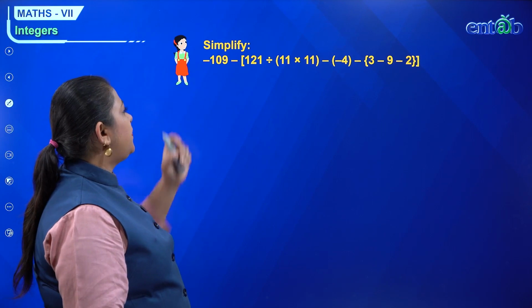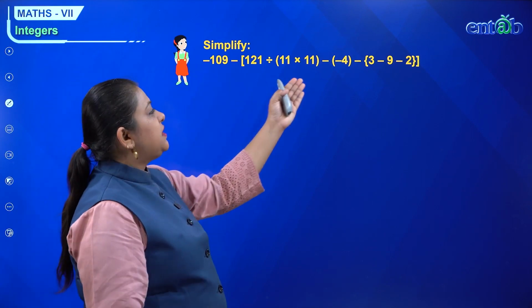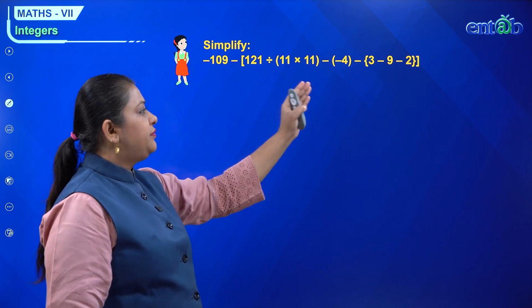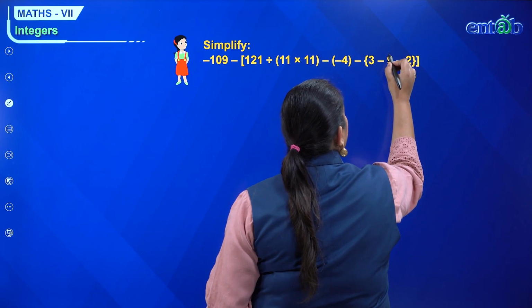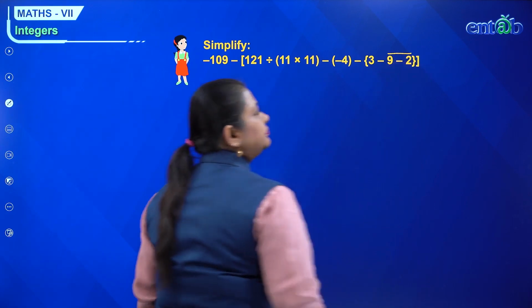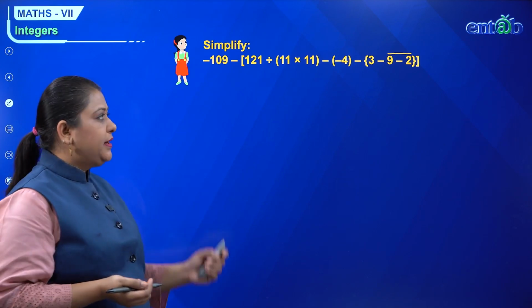Simplify minus 109 minus 121 divided by 11 times 11 minus minus 4 minus 3 minus 9 minus 2. Here a vinculum is missing, so let me put it. Vinculum is also known as line bracket, right?